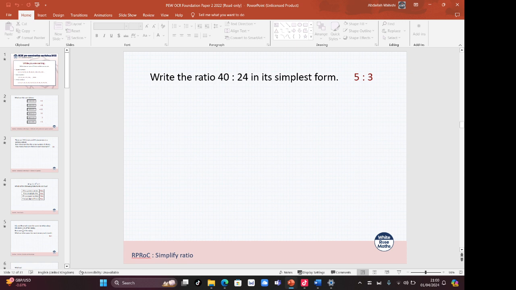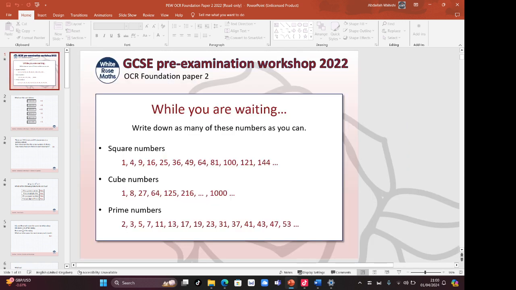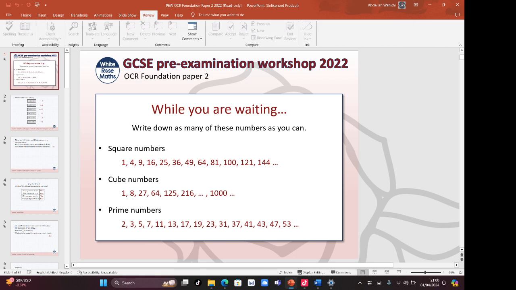We're going to start shortly. We're going to start by looking at some foundation tier stuff, for the non-calculator paper.